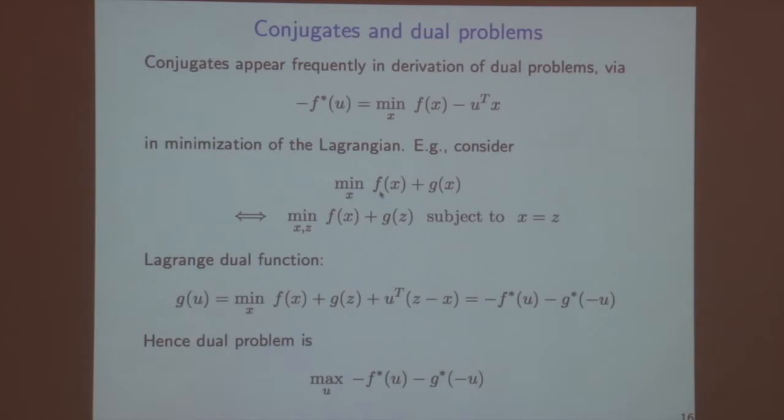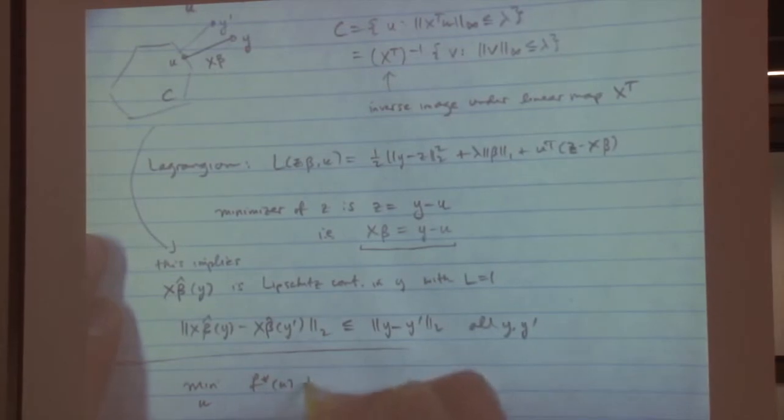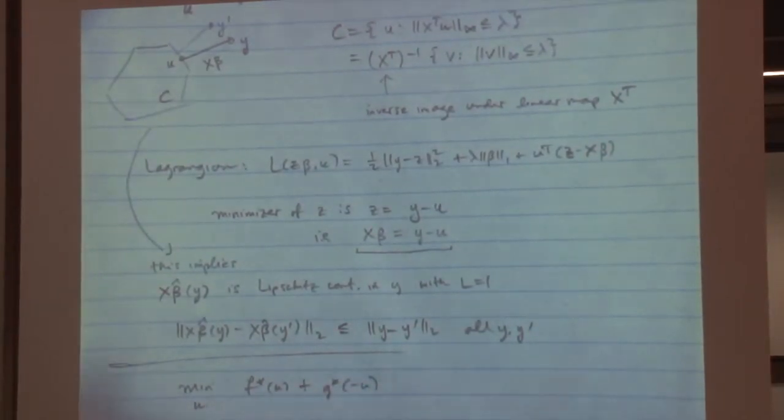If I asked you to minimize f of x plus g of x and I want you to derive the dual for this, the dual problem can be expressed succinctly in terms of the conjugates of these two functions. And the answer is the maximum over all u of negative f star of u minus g star of minus u. So it may be easier to think about an equivalent dual, which is just minimize over all u f star of u plus g star of minus u. So that's the dual of this problem.